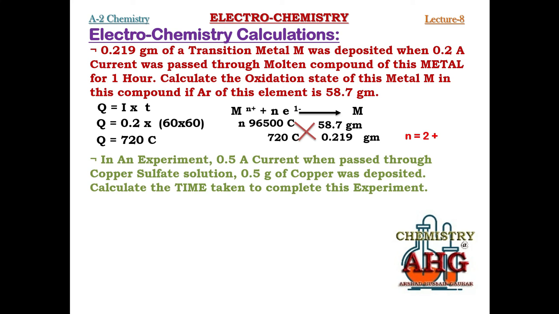Okay, students, if you have attempted, in this case you have been given current only, no time is given, so you will start by writing the balanced chemical equation for the reduction of copper. Copper commonly has an oxidation state of 2 plus. Now there are 2 mole of electrons, so you write 2 into 96,500 coulomb is equal to 1 mole of copper. And what is the mass of 1 mole of copper? 63.5 grams. In our experiment, 0.5 gram of copper was deposited.